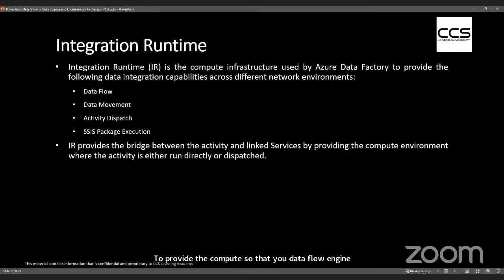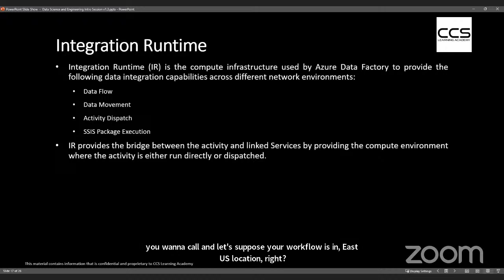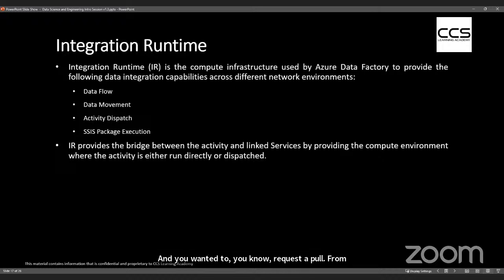Data movement activity, right? If we want to move data from point A to point B, we need a bridge, something that can bridge that gap and establish the connectivity on our behalf. That's where the integration runtime comes into play. Activity dispatch, right? Suppose you are in a distributed environment where ADF is sitting in the Microsoft Azure data center, and your workflow is in the East US location, and you want to request a pull from a server sitting in an on-prem data environment in San Diego. So who will dispatch this? Integration runtime will establish that connectivity and dispatch that, right?